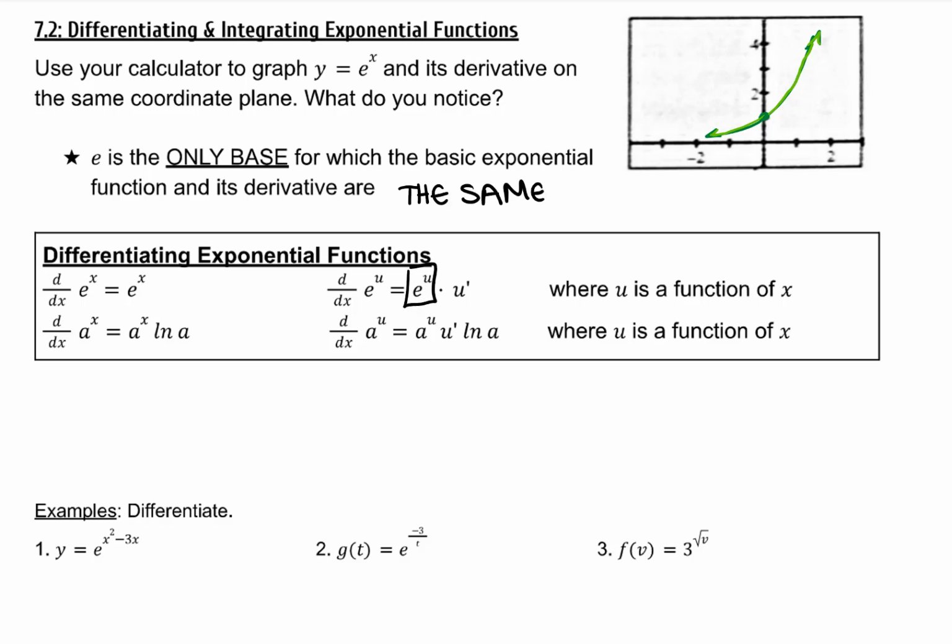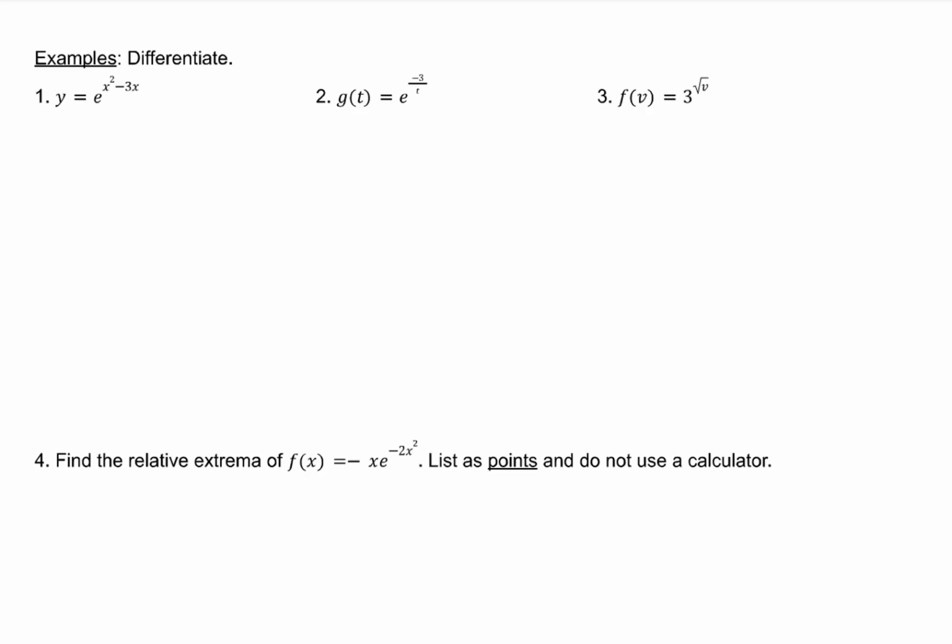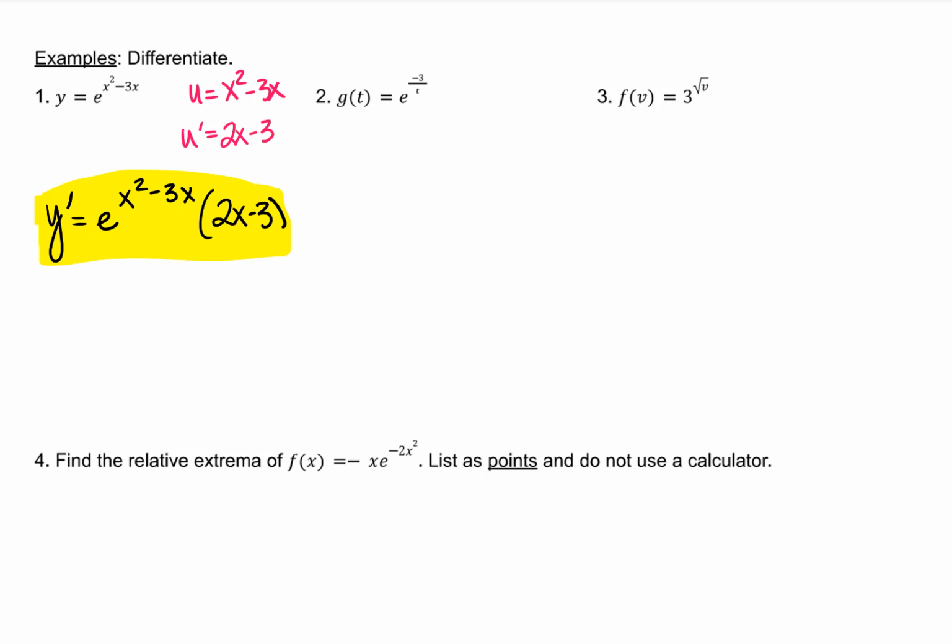When you have u, a function of x, the derivative of e to the u is e to the u times u prime, and here it is with an exponential. Right here you have an e to the u. U is equal to x squared minus 3x. U prime is equal to 2x minus 3. To get y prime, we take e to the u times u prime. There's your answer.